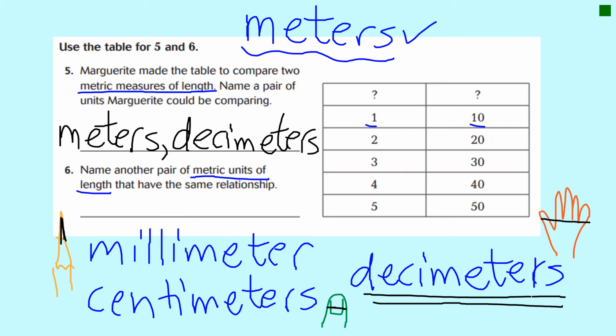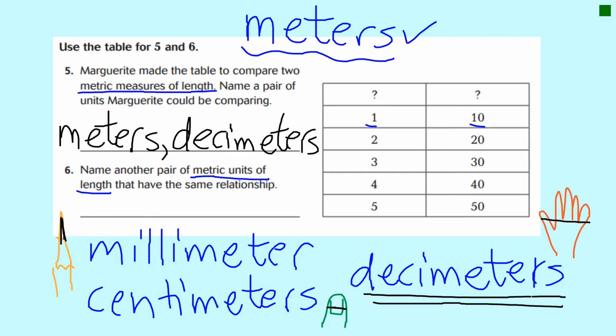Now another pair of metric units. All right, let's look here at the list. We have millimeters, centimeters, decimeters. Do 10 millimeters make something? 10 of those little pencil points across? They do, don't they, guys? 10 of those little pencil points, millimeters, make 1 centimeter.